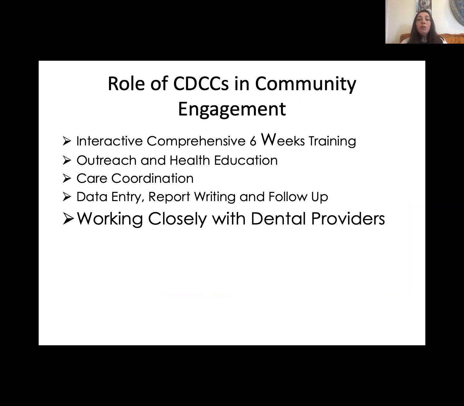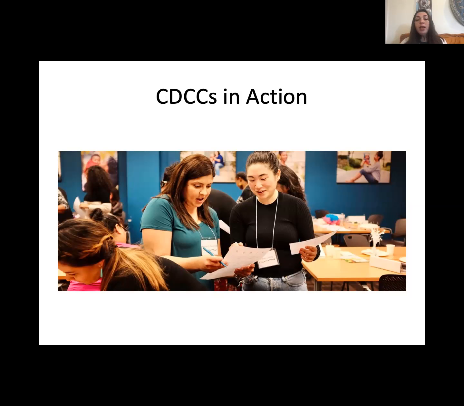So they were really working close, the community dental care coordinators. Really the community engagement has been in the process, in the design, as well as what they do in the field. And here they are in action, really being involved in the training, in the planning of it, and in what they do in the community and with the families.